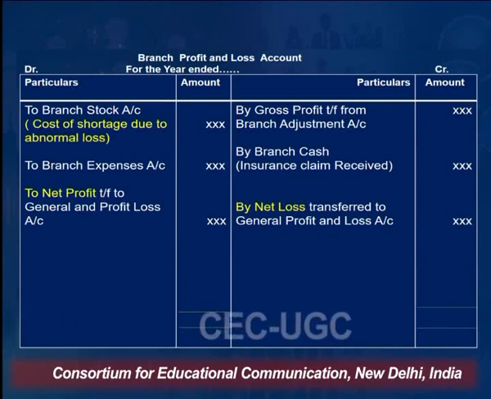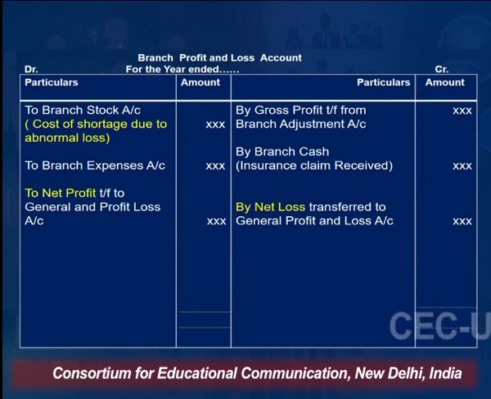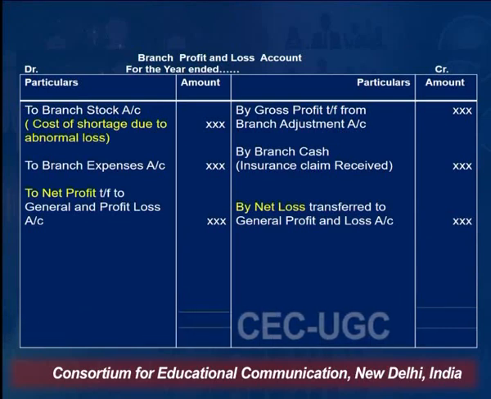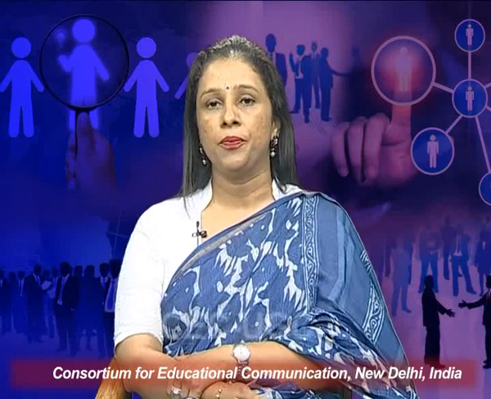And as you can see on the credit side, the gross profit which is transferred from the branch adjustment account is shown, and on the credit side, if any cash is received on account of any insurance claim, for example, it is given in the question that abnormal loss of rupees 4,000 is given, and we have treated that loss and shown it in both branch stock account and branch P&L account. But out of this loss of 4,000, 3,000 is received from the insurance company, so that will be treated as a gain, and this gain will be shown on the credit side of this account if it is received.